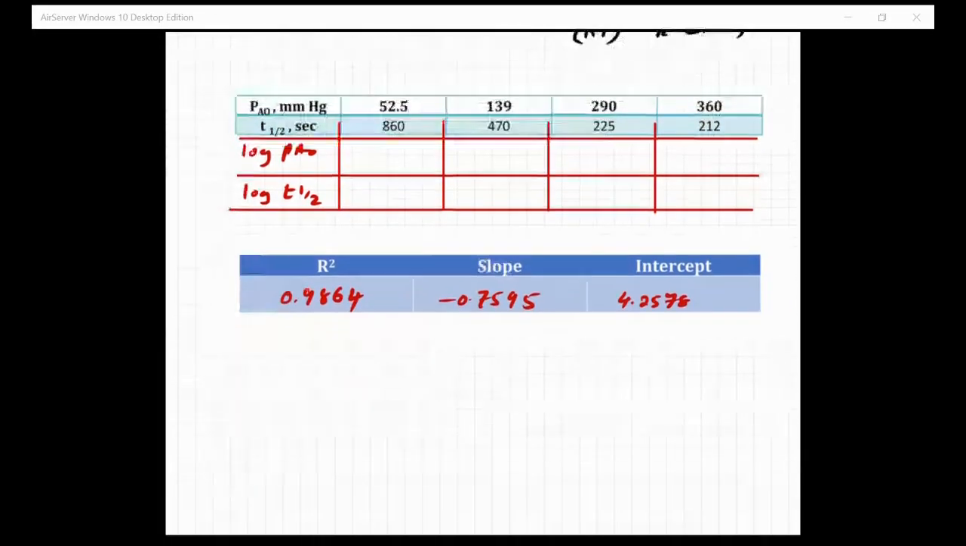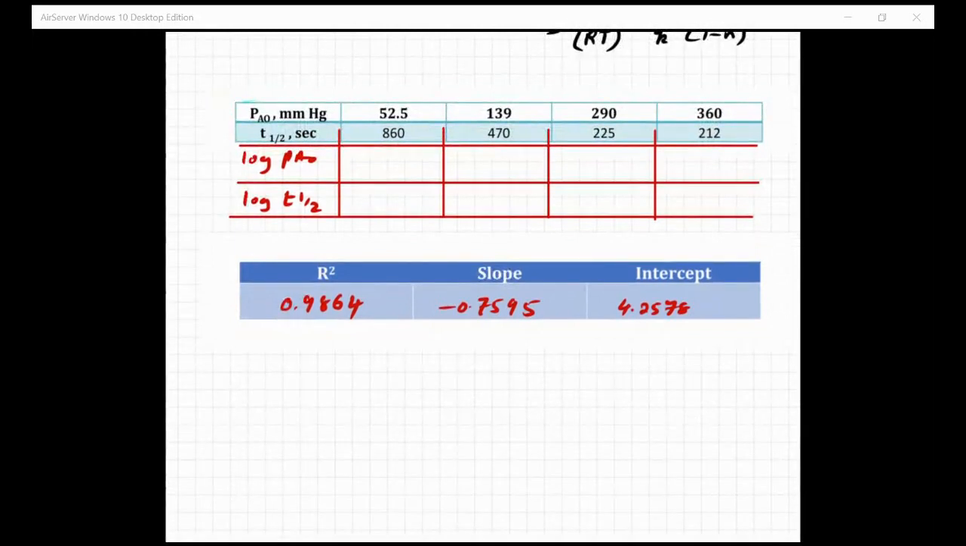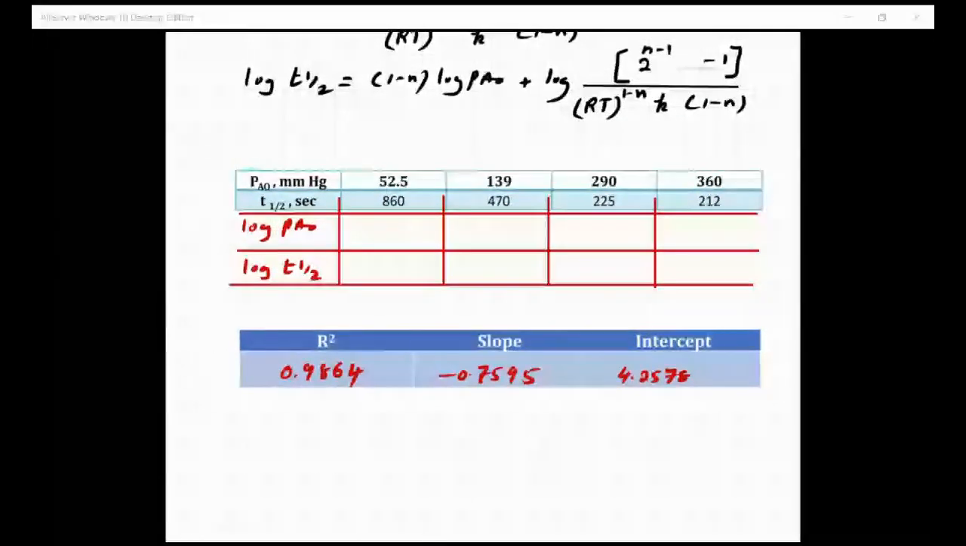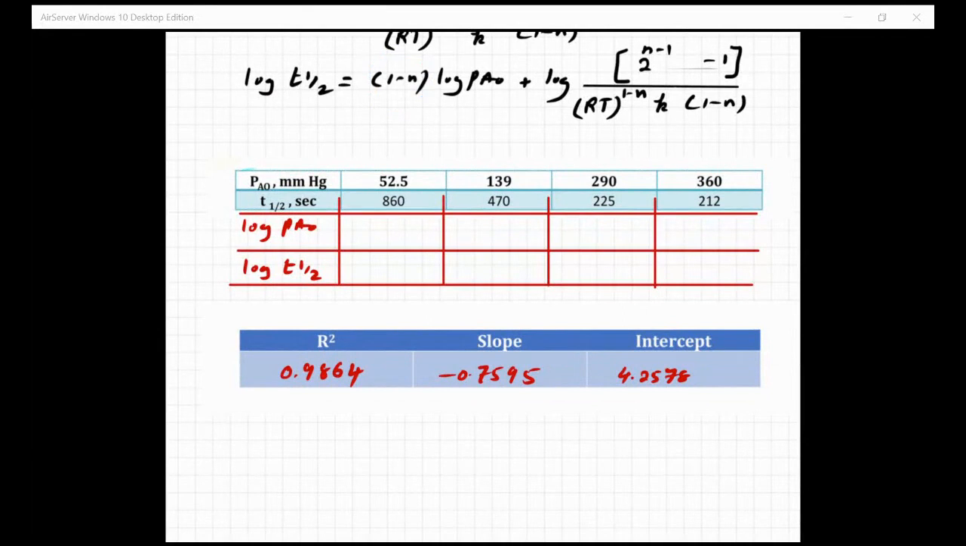Now what will we do? We have, of course, to find n. So this is the slope, right? Your slope is equal to this, so we'll write it: slope equal to 1 minus n.